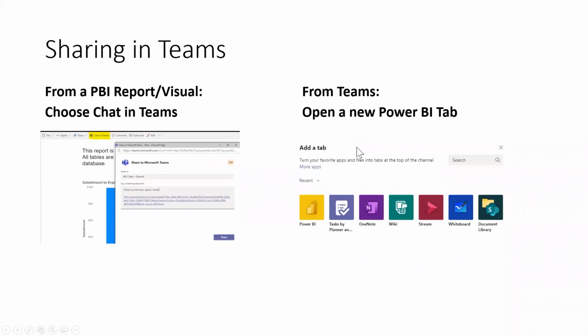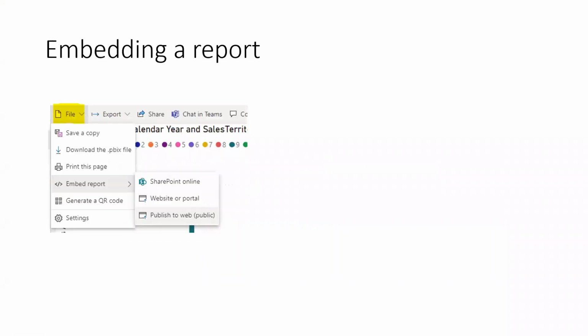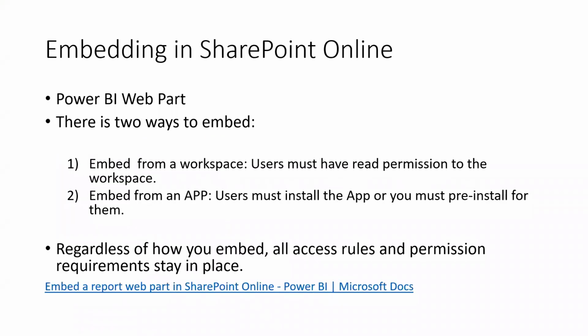Also in Teams, you can directly open a Power BI app, and a tab, and you can embed your report. Now, to generate an embed report, you go to a file when your report is open, and they will give you different embed codes for different options. All right, so let me just skip ahead from this one. I'll show you this in the demo.